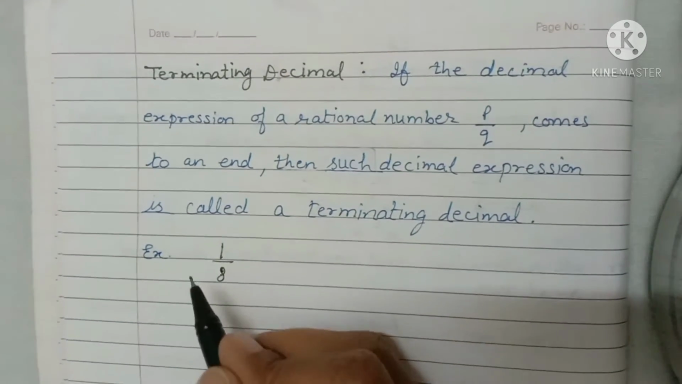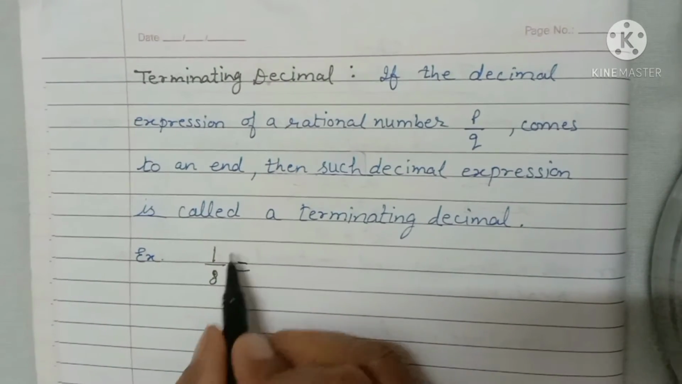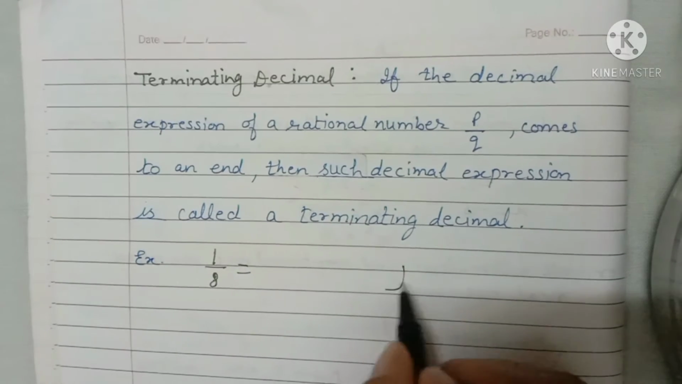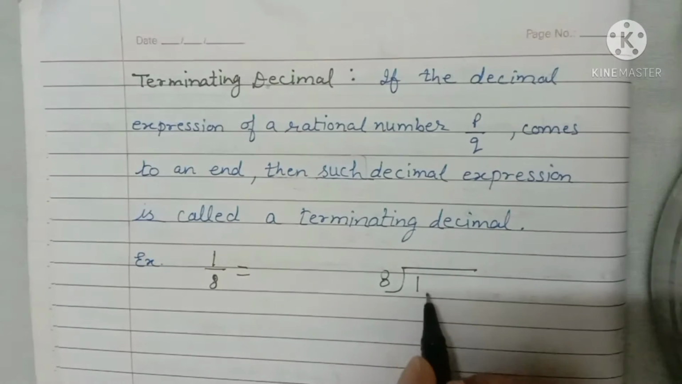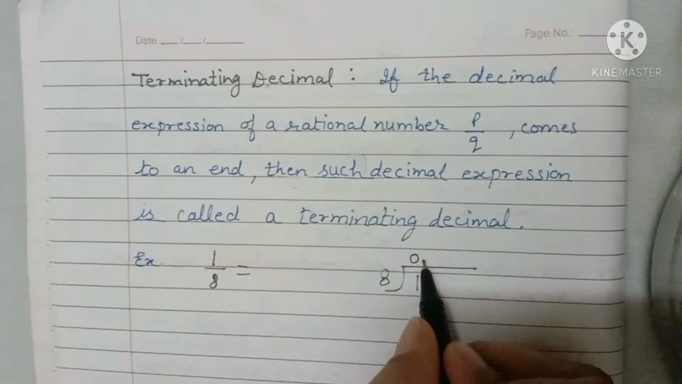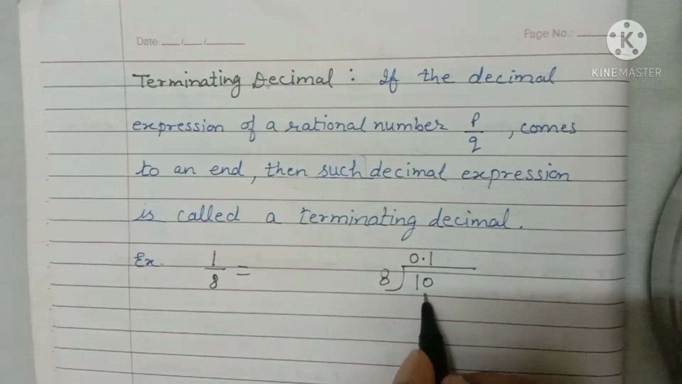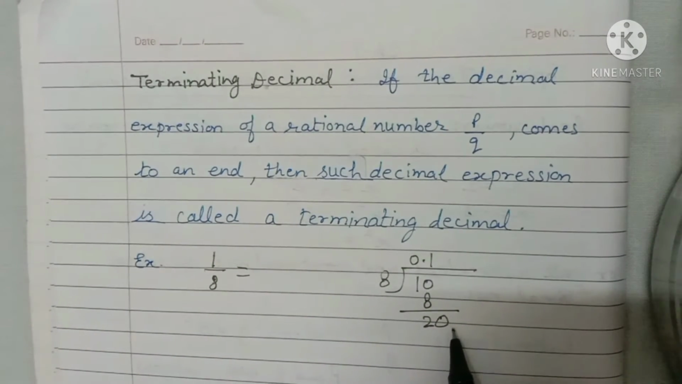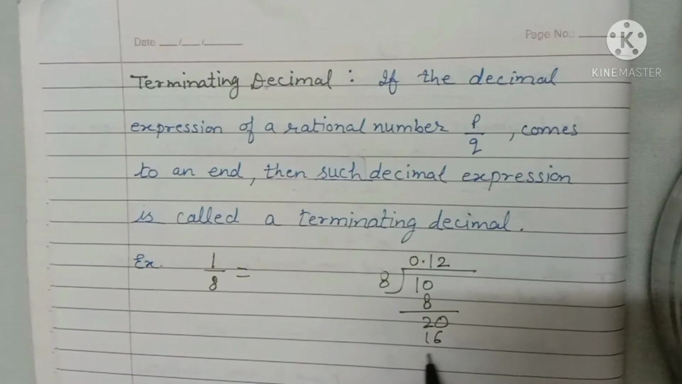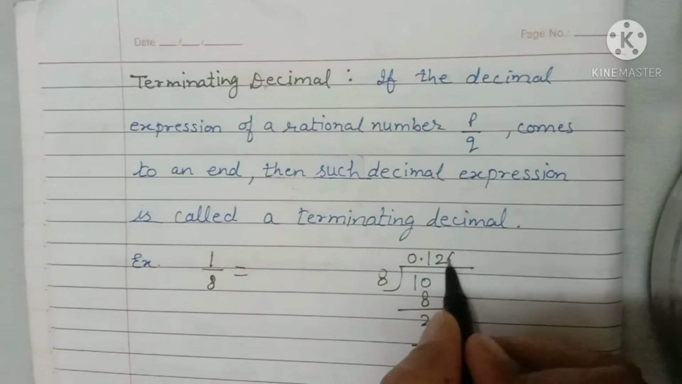1 upon 8 is in the form of p upon q. Now we will express 1 upon 8 in decimal expression. Divide 1 by 8, which will not divide, so put a 0, then a point, take a 0. 8 ones are 8, remainder 2, put 0. 8 twos are 16, 17, 18, 19, 20, remainder 4. The point is here, so again 0. 8 fives are 40.